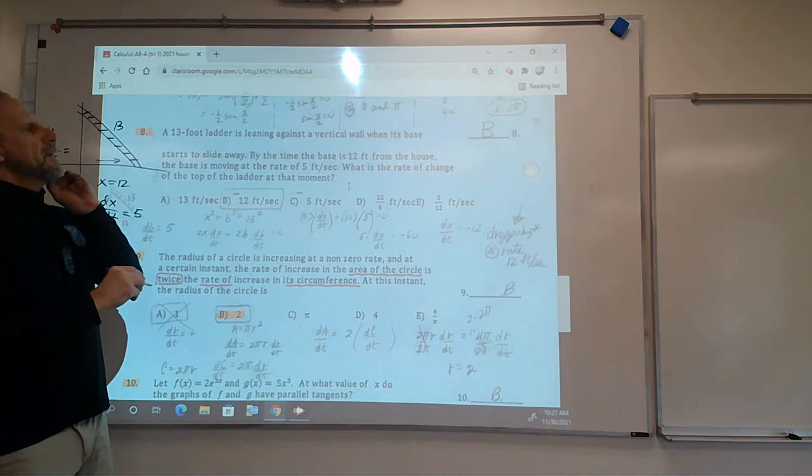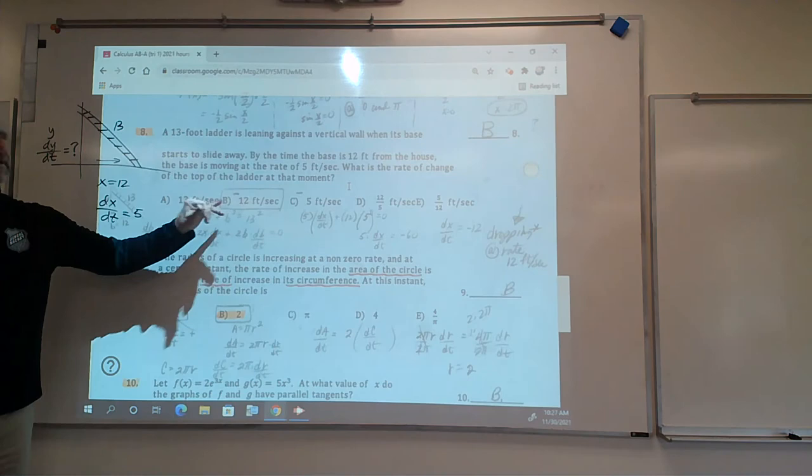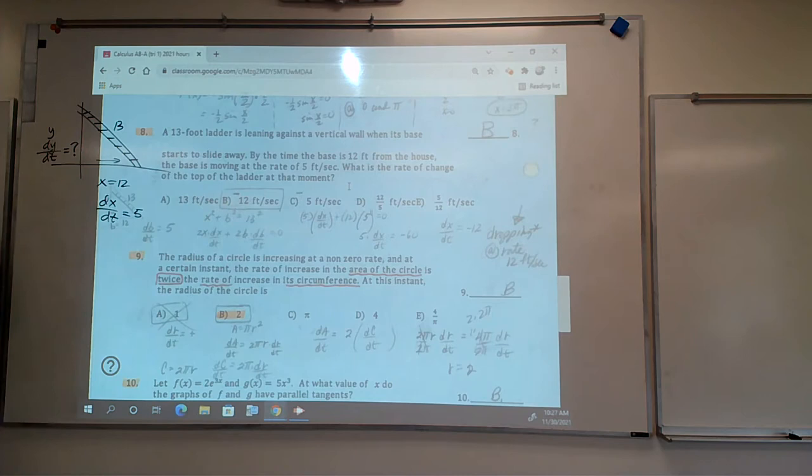What is the rate of the top of the ladder? That's the question. We want to find dy/dt, and it's going to be a negative answer. Here we go. The geometry involved is the Pythagorean theorem. At a given moment in time, this is 12. At that moment that this is 12, this is always 13.